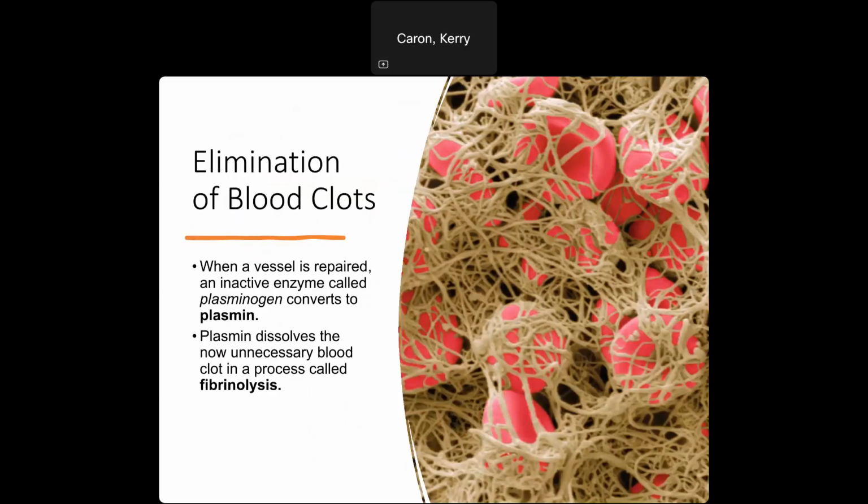So sometimes we don't want blood clots. And sometimes when a vessel is repaired, an inactive enzyme called plasminogen gets converted to plasmin. And plasmin will help us dissolve unnecessary clots. So we don't want a clot in our brain. We don't want a clot in our heart, in our lungs.